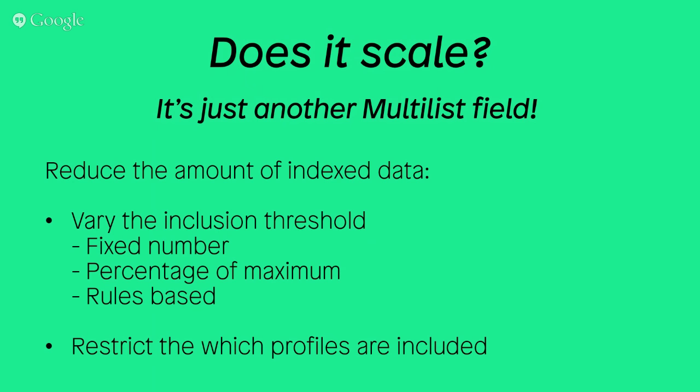So another thing that you can do to reduce the amount of data that actually gets included in the index is to restrict the profiles that get included. So in my example, I included both genre and age group. But you don't have to do that. You could equally just say, well, my computed field should ignore age group and only include genre. And that way, just in general, less information is included in the index.